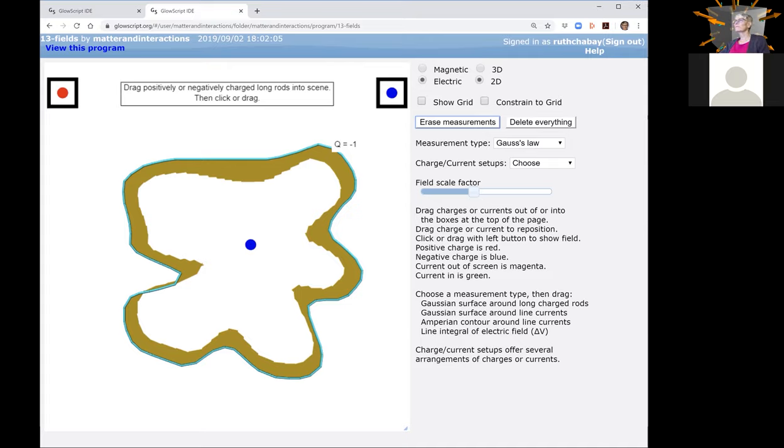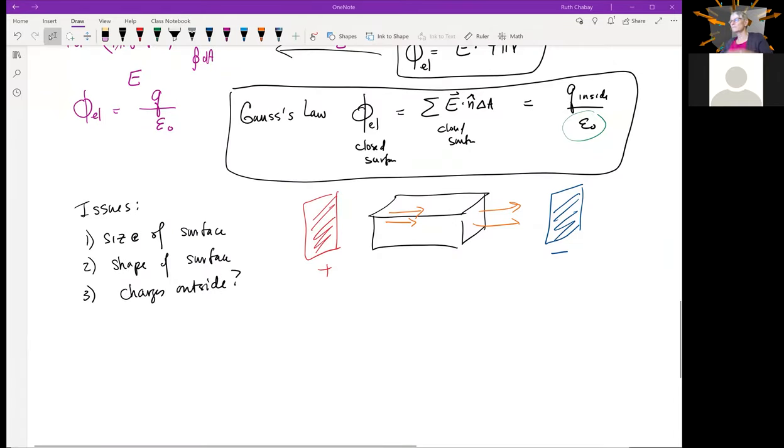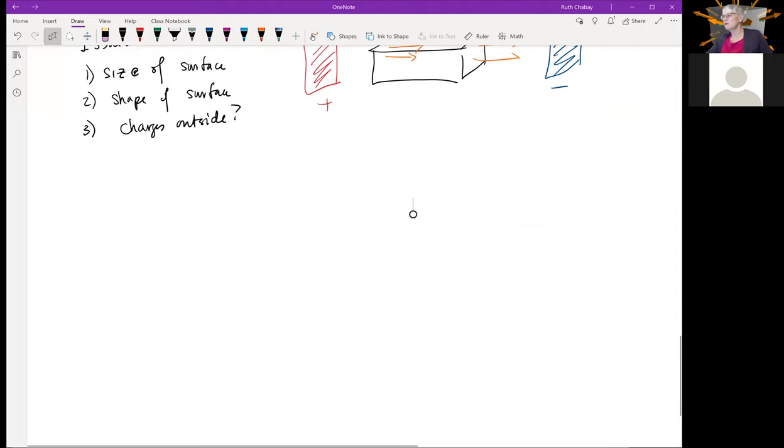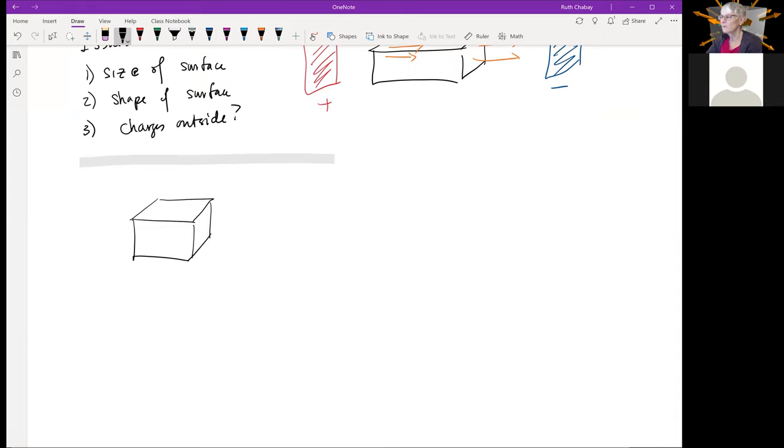Okay. So let me go back to writing things. There's one additional aspect of Gauss's law that we should consider here. So what if we measured magnetic field on a box instead of electric field on a box? So here's our box-shaped box.